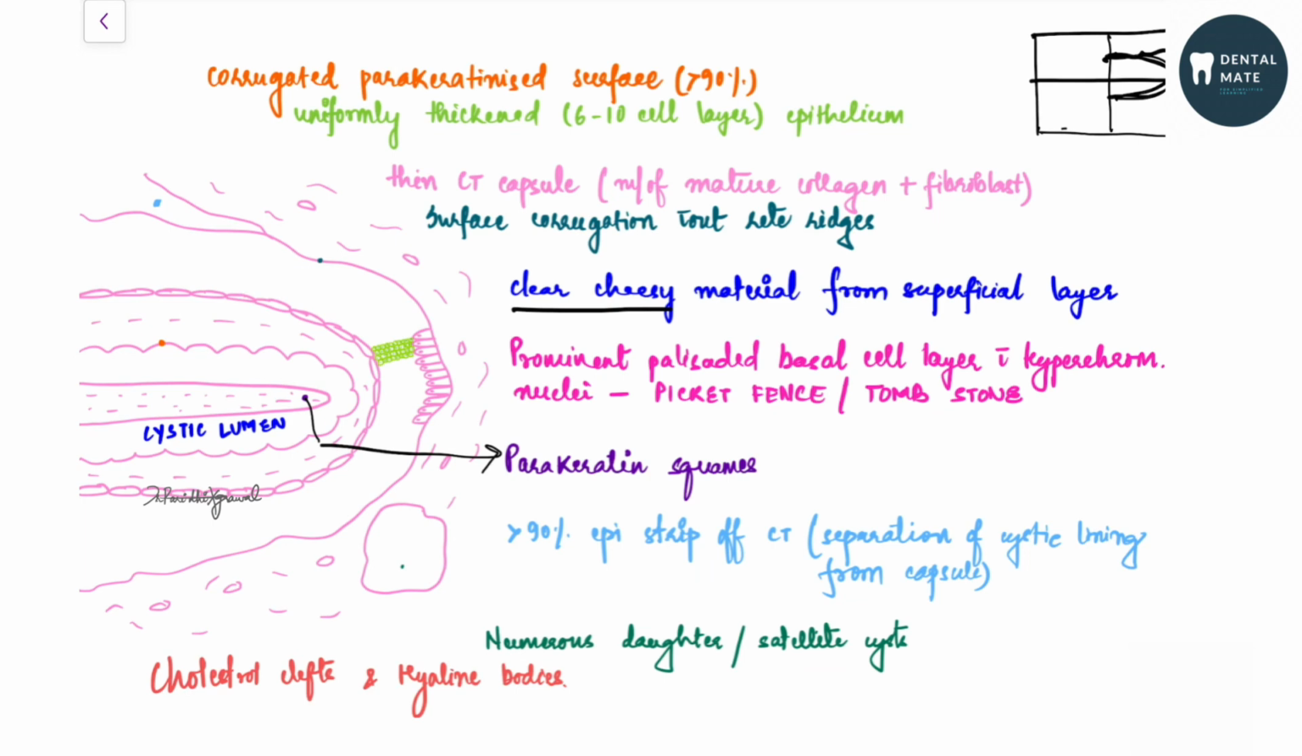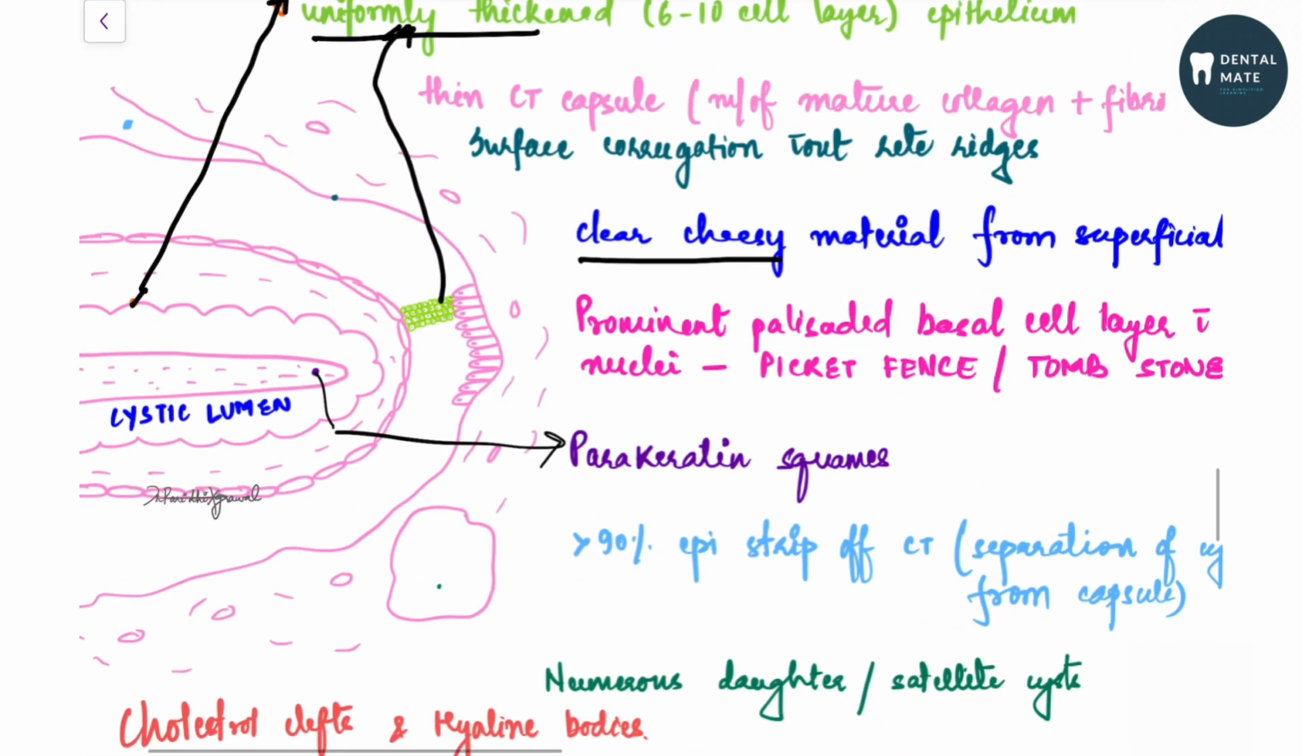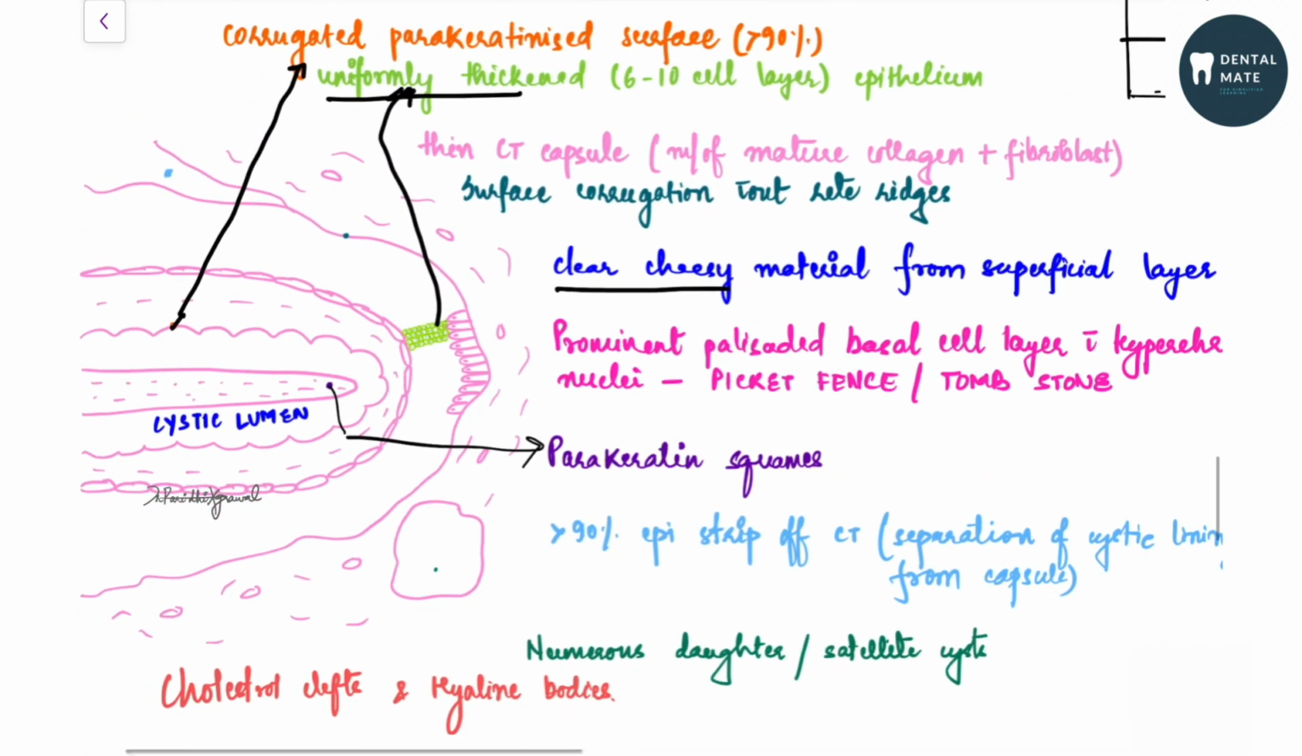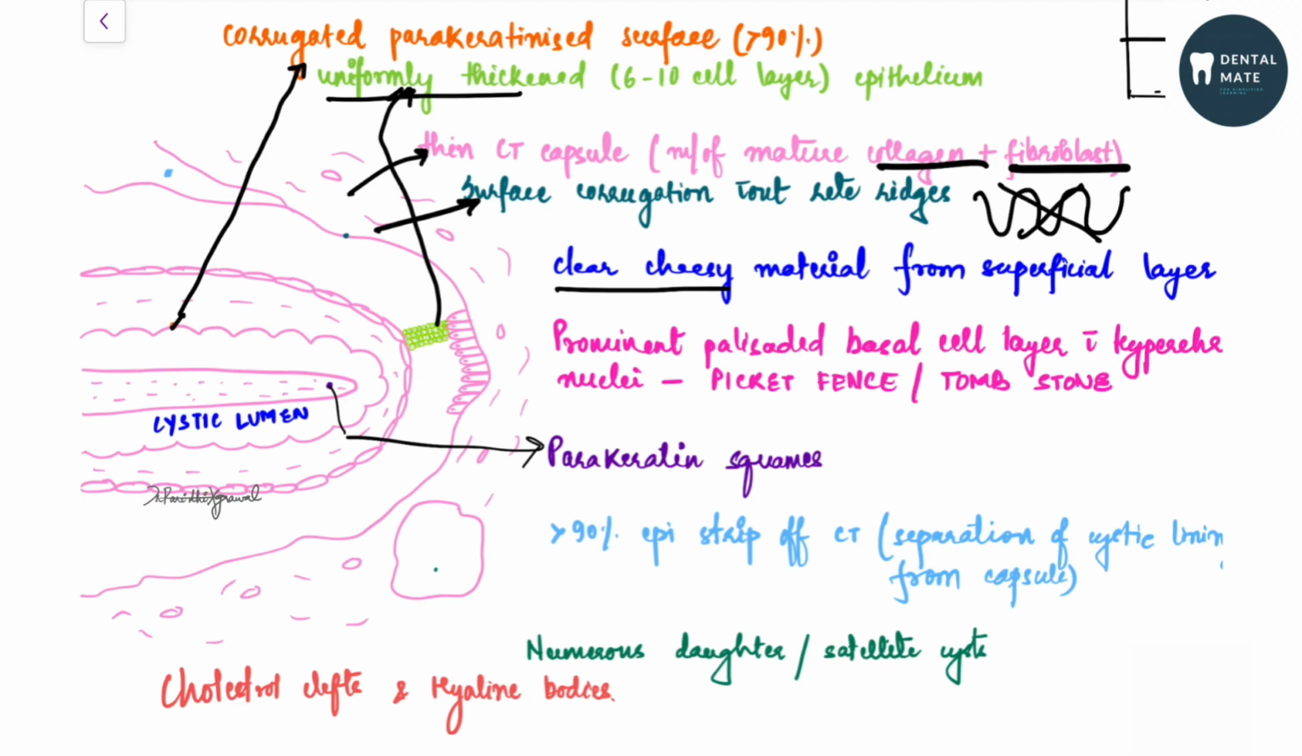Then it has a corrugated parakeratinized surface, which is present in more than 90% of the cases. After that, it has uniformly thickened 6 to 10 cell layer thick epithelium. This is also a characteristic feature. Then it has a thin connective tissue capsule, which is made up of mature collagen and fibroblasts. It is the outermost layer of the cyst. It has surface corrugations without rete ridges. So the proper rete ridges are not present in OKC.